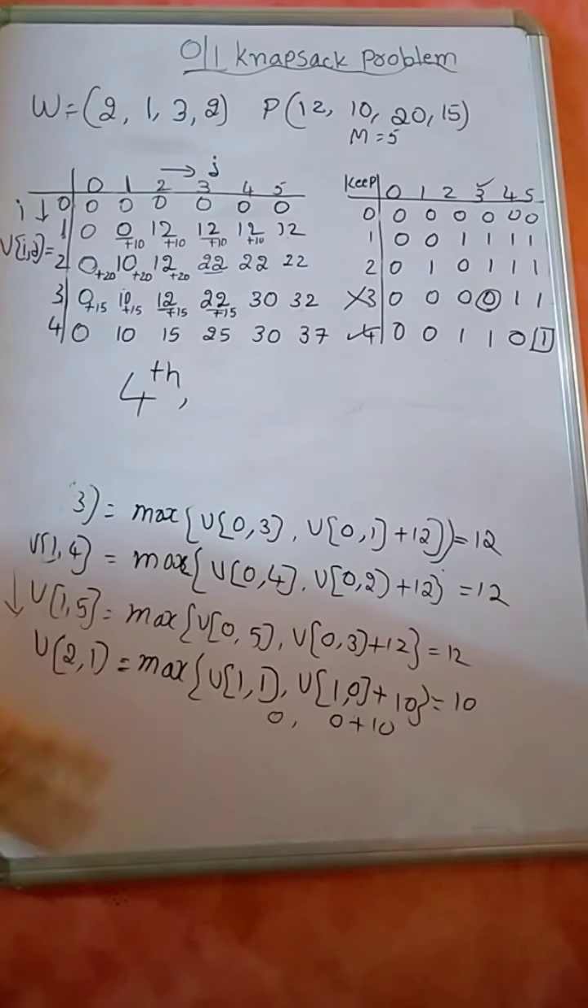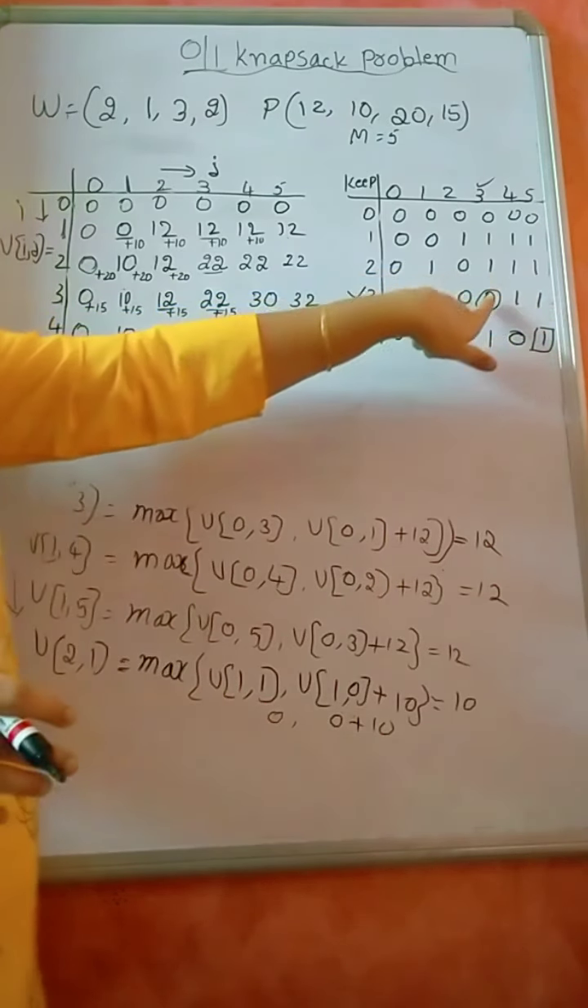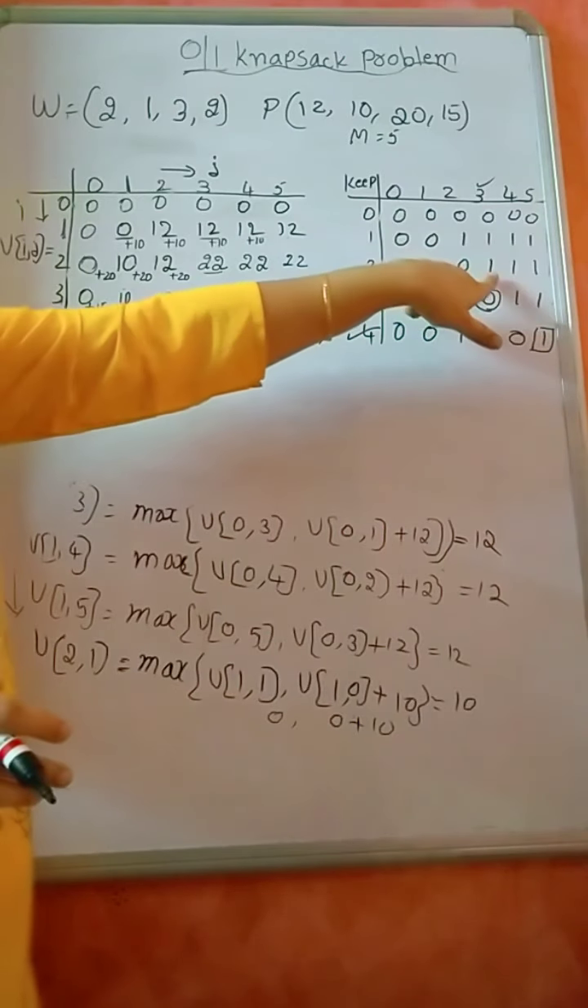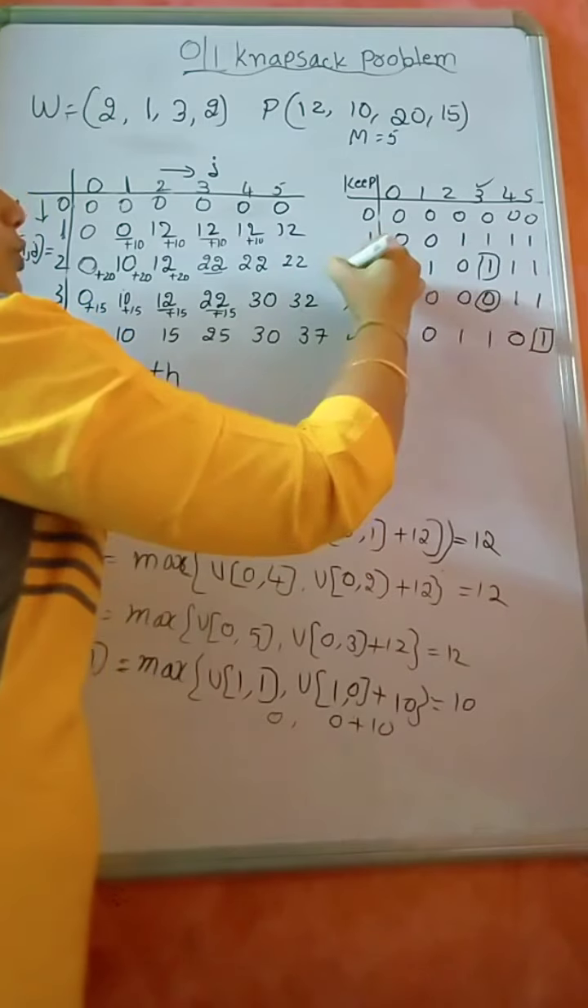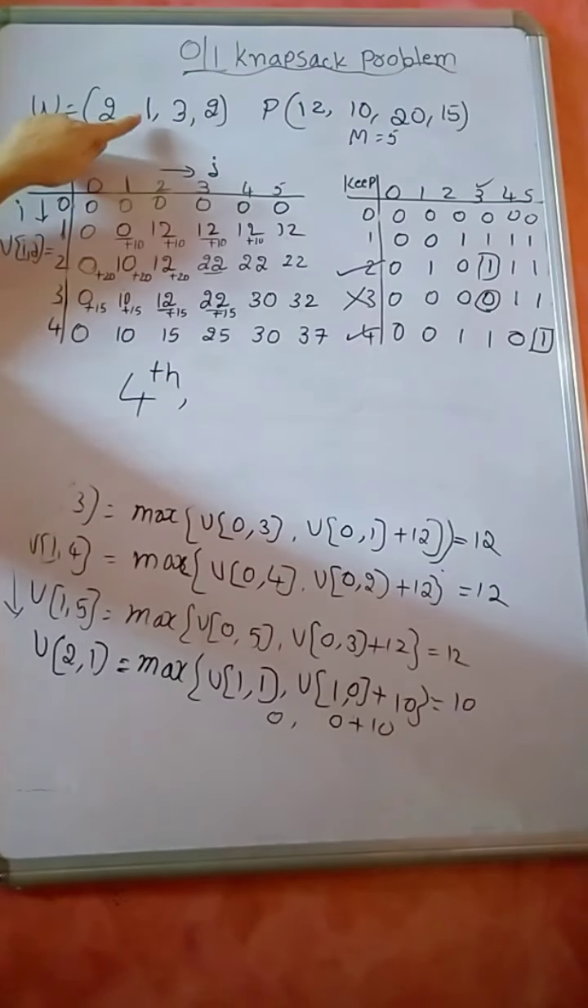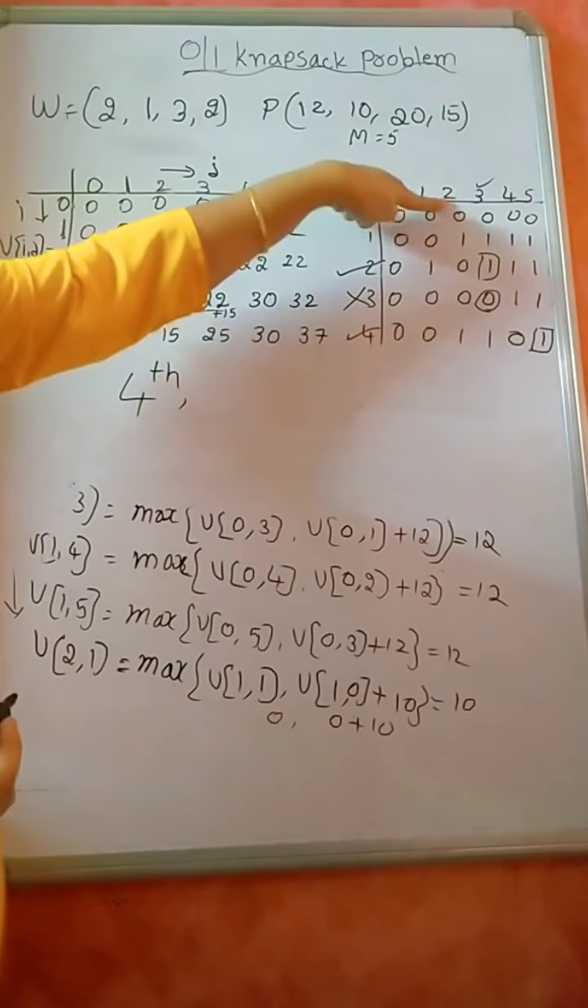When I am rejecting this object, what is the remaining capacity? It will be the same. Therefore I have to check it in the same column, whether the second object is selected or not. Yes, here the entry is 1. Therefore the second object is selected. What is the weight of the second object? 1. So it is 3 minus 1, 3 minus 1 is 2.